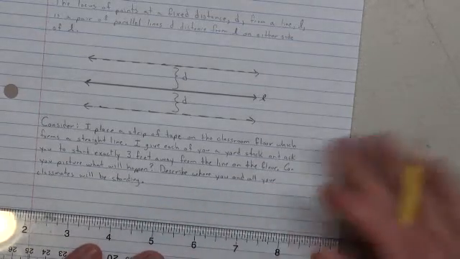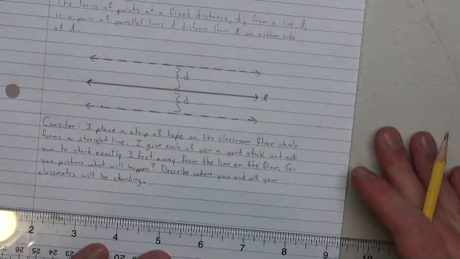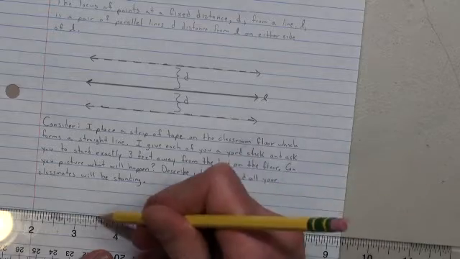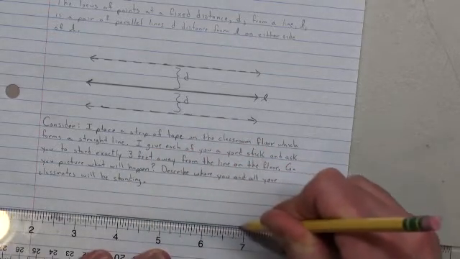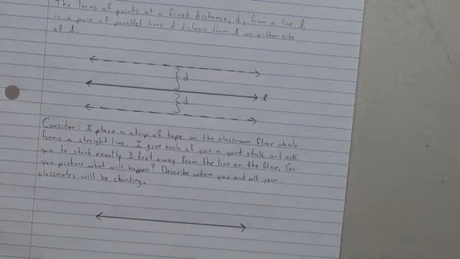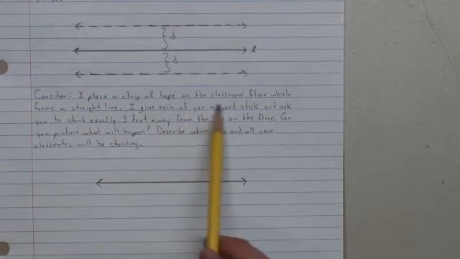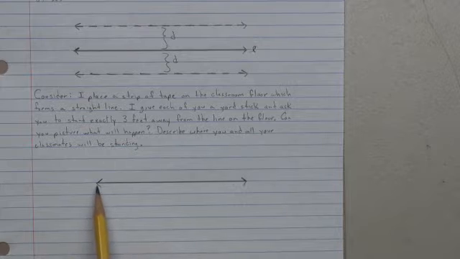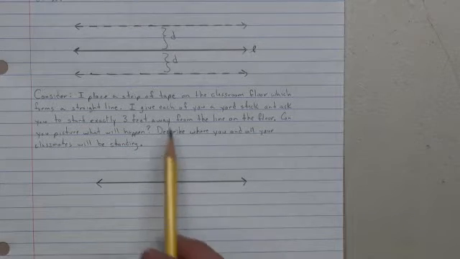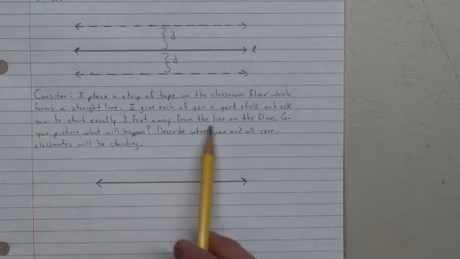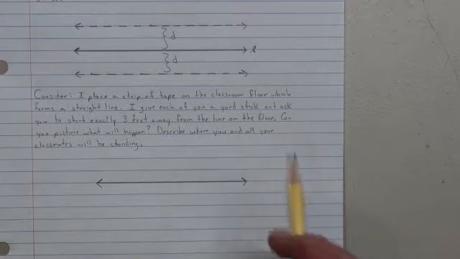I'm going down 3 lines and I'm making another line, let's say from here to here. It doesn't matter how long it is. Just don't make it too small or too big. That's the line that I put down on the middle of the floor, right? I place a strip of tape on the classroom floor. So let's pretend that's a strip of tape. And I put it in a straight line. I give each of you a yardstick and I ask you to stand exactly 3 feet away from the line on the floor. Okay?